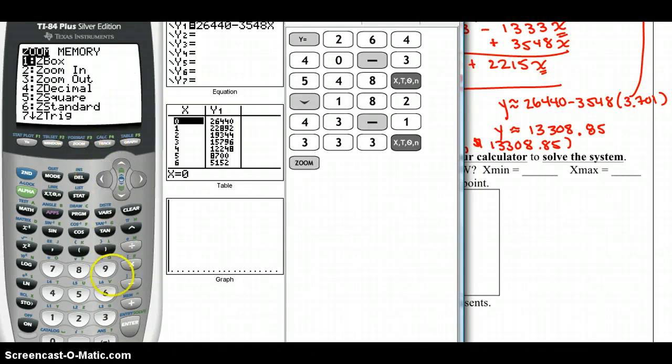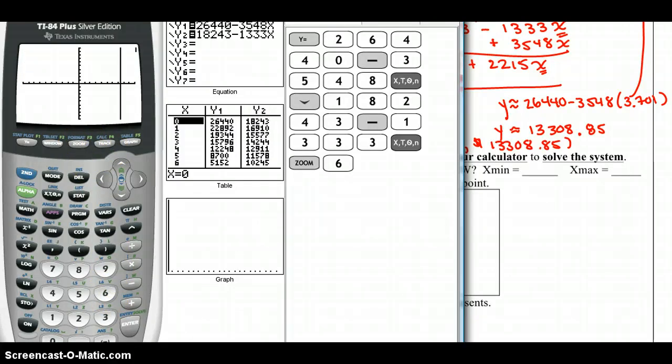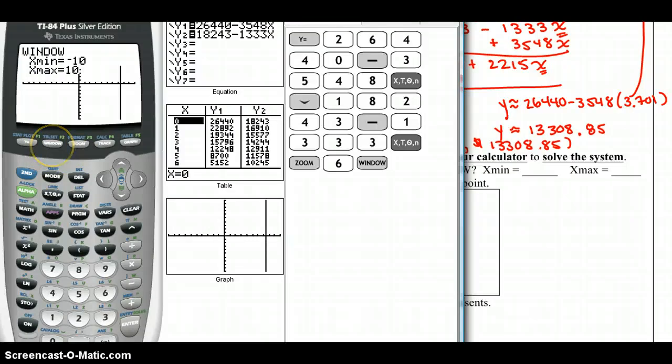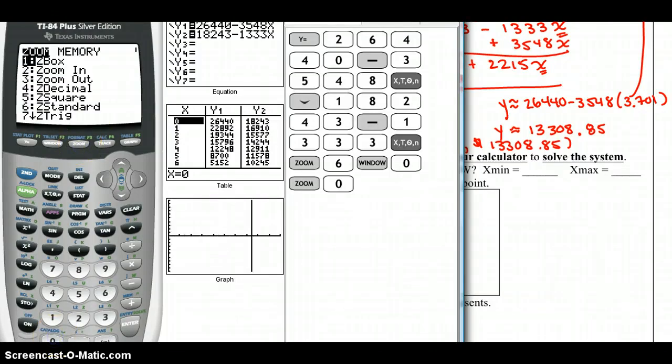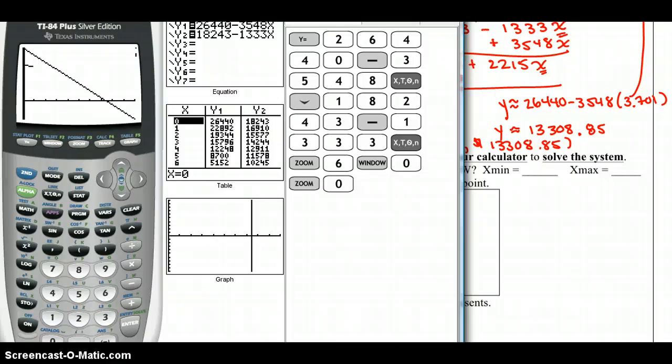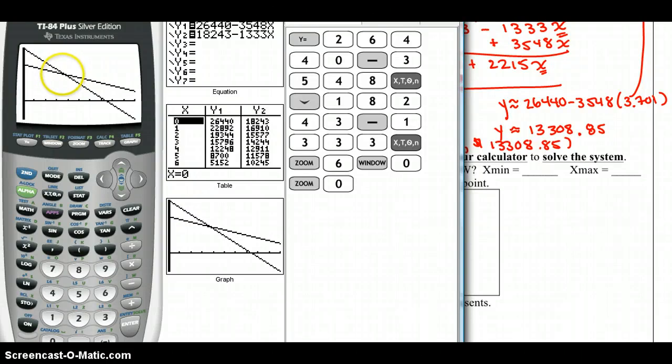Then if we try zoom 6, the standard zoom window, we do not see an intersection point for our two graphs. So let's go back into window. And we happen to have already solved this problem, so we actually know that the intersection point happens between 3 and 4. But let's just start this at 0, and we'll try our x max at 10 for now, and we're going to push zoom 0. Okay. So there's y1 and there's y2, and we can see the intersection point on screen, which is what we need to be able to see before we can use the intersect feature.